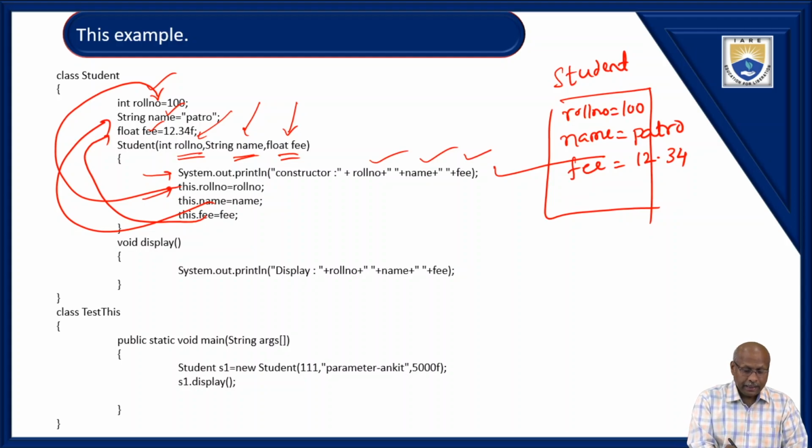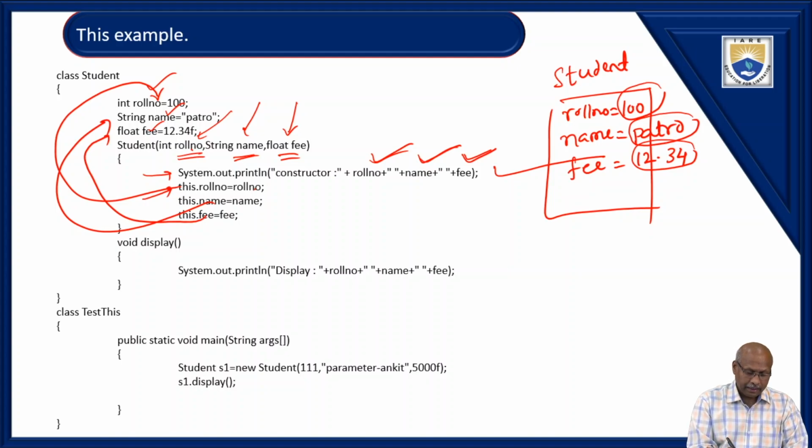So when I pass some parameters through the constructor and I am printing, it will print my parameters only. Whatever data I am passing, it will print. But when I say this dot roll number equals roll number, that means whatever roll number you are passing will be assigned to your roll number. So this will be overwritten. Similarly, when I say this dot name equals name, whatever name you are passing, this will be overwritten. This dot fee. So it will be changing. Now see.